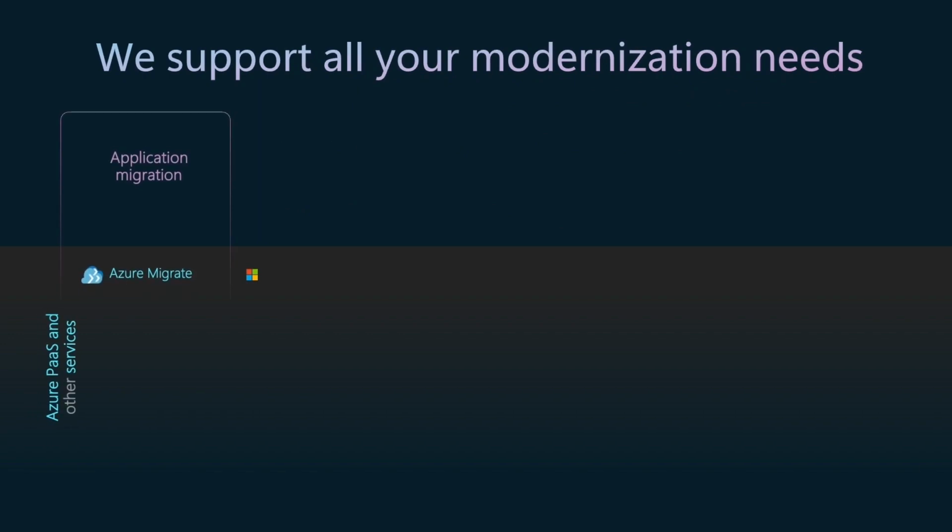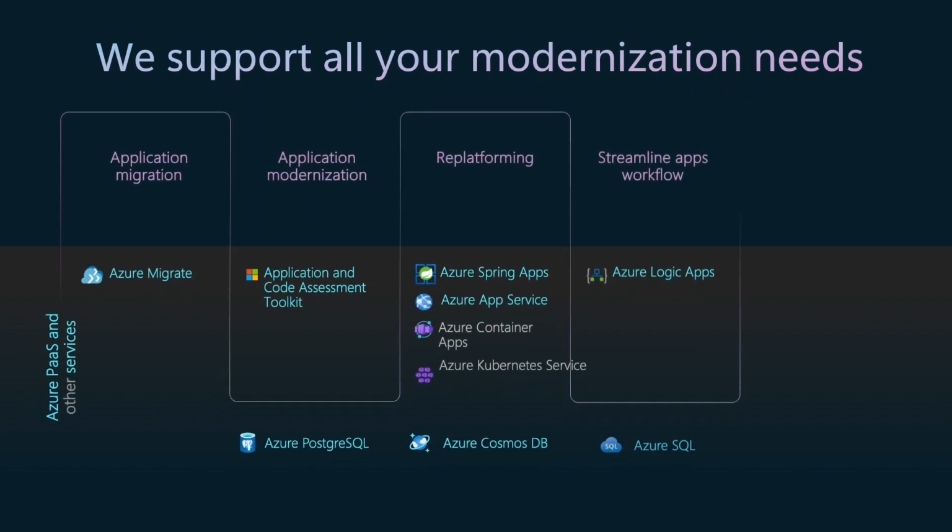And we're supporting you with all the needs across the entire portfolio. So we offer you different tools like Azure Migrate that you're going to see in a minute. You see AppCat, which is the application and code assessment toolkit that helps you assess the overall code bases and also the dependencies across everything that you're using. And then you have all the different replatforming capabilities on the PaaS platform that you can use, either on App Service, Container Apps, Spring Apps, or even Kubernetes Service, based on your need of maximum control, or maximum simplicity so that you're able to get everything running in a very short time.